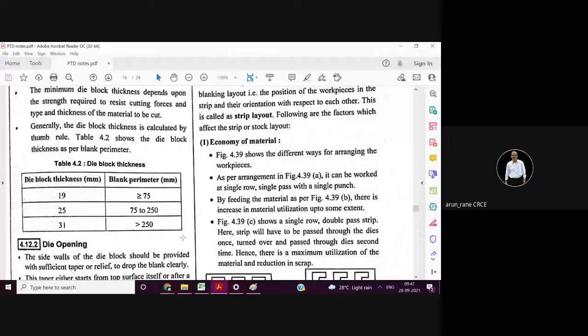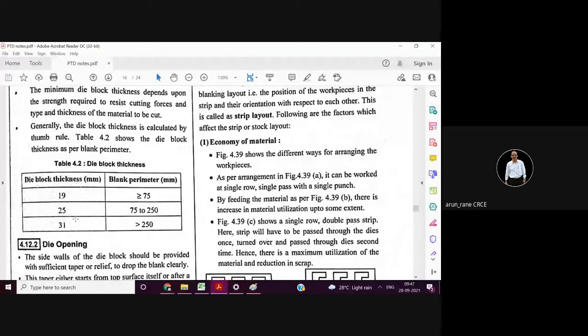If the blank perimeter is less than 75, here there is a printing mistake, then the die block thickness will be 19. From 75 to 250, it is 25, and more than 250, then 30.